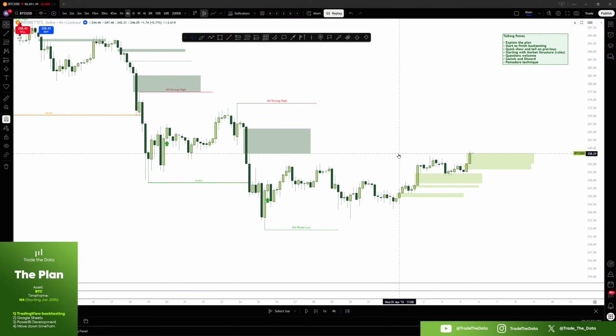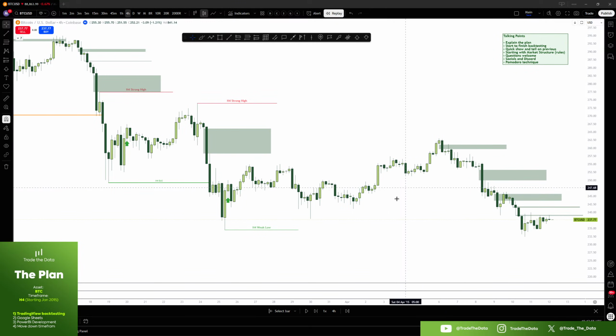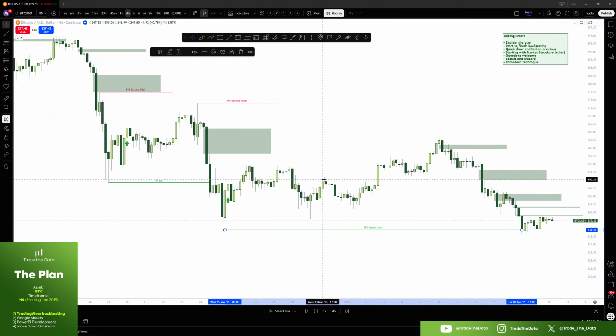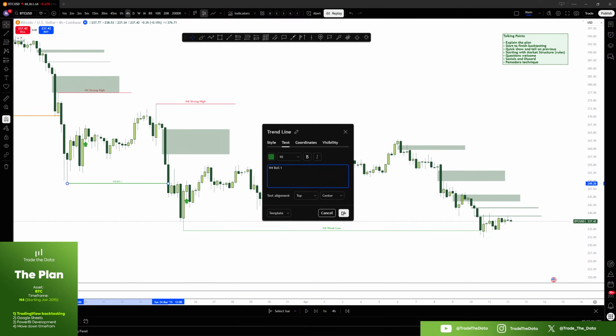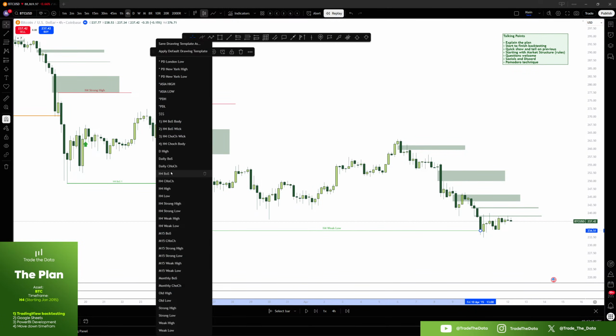Okay. There we go. Again, would have been a lovely move. Definitely something in these fair value gaps. So we're now on... It's boss 1. This is H4 boss 2.